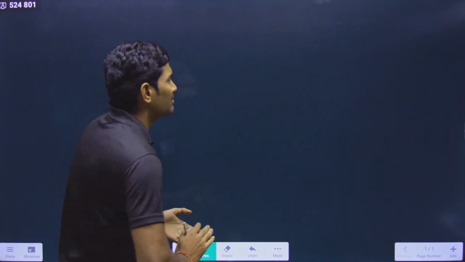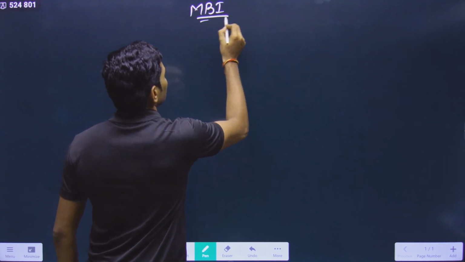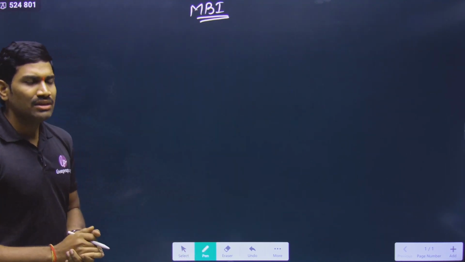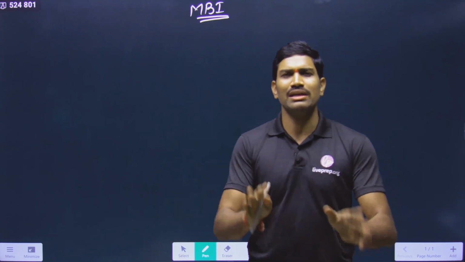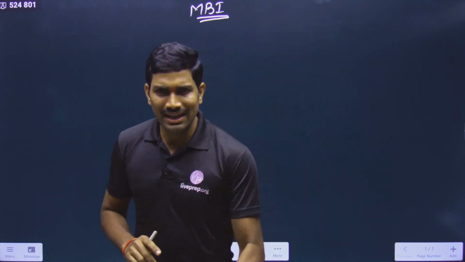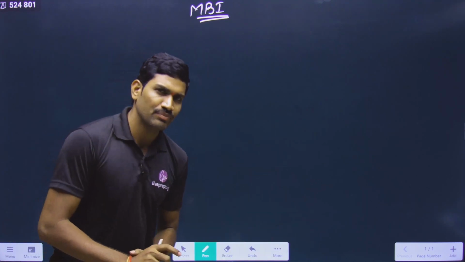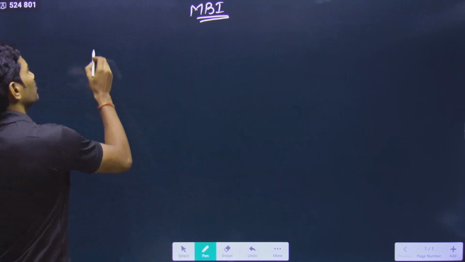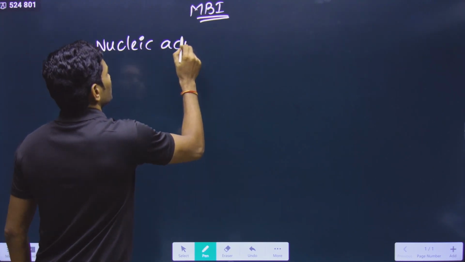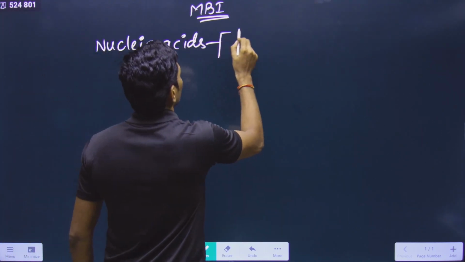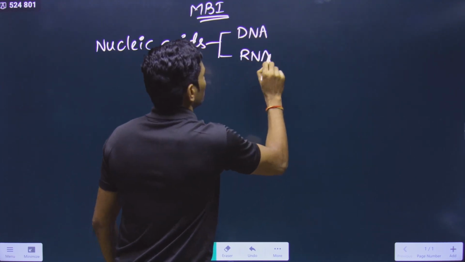Now let us quickly start with the molecular basis of inheritance. In the previous lecture itself we concluded that for inheritance, whether it is DNA, RNA, whatever it is, nucleic acid is important. Nucleic acid is responsible for inheritance of characters. Up to that we have given the conclusion. Now, how many types of nucleic acids are there? Nucleic acids are of two types. What are those? DNA and RNA. These are two types. Yes or no?